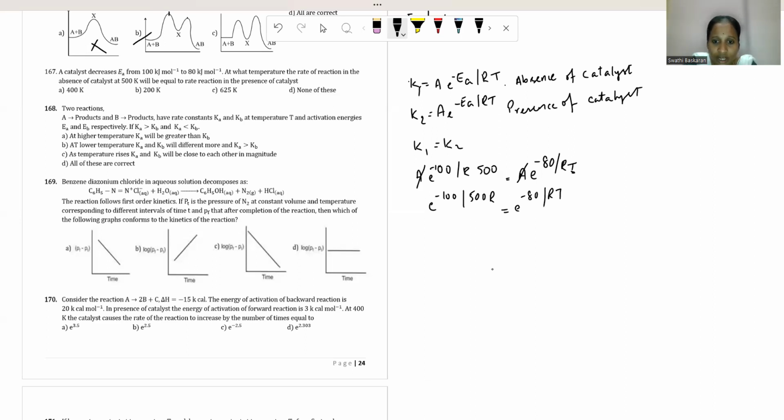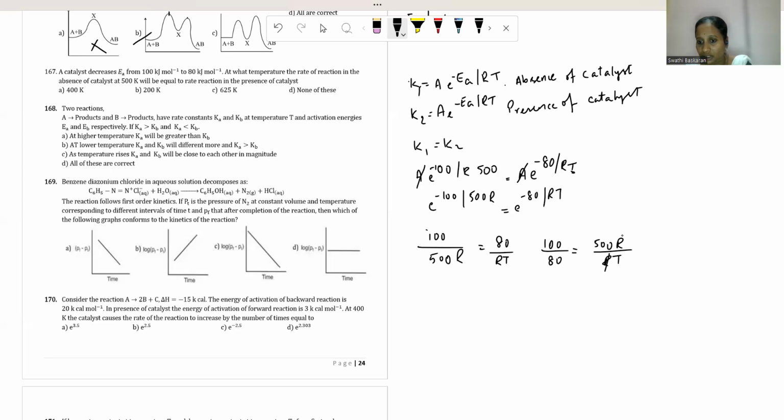Okay. Now what will you do? Apply log on both sides. If you apply log on both sides, what will you get? You could have applied it before this step, but it is still okay. So you will get 100 by 500 R is equal to 80 by RT. Now what will happen? Do the cross multiplication, simple cross multiplication, or bring the like terms on the same side. So it will become 100 by 80, which is equal to 500 R by RT.